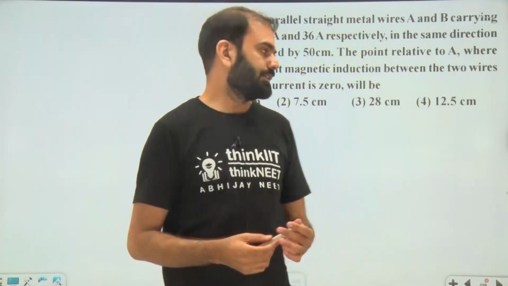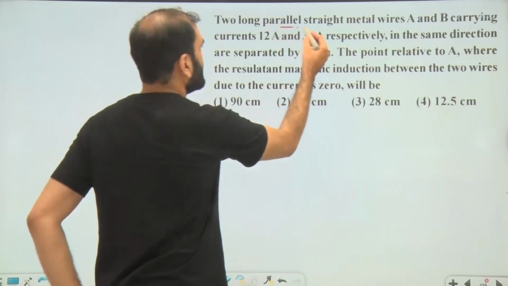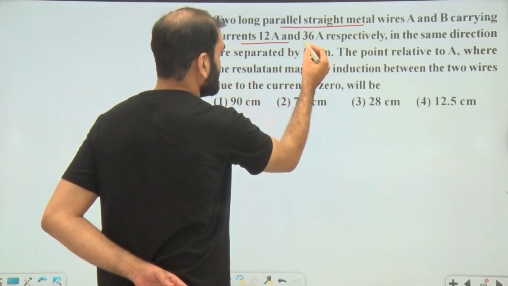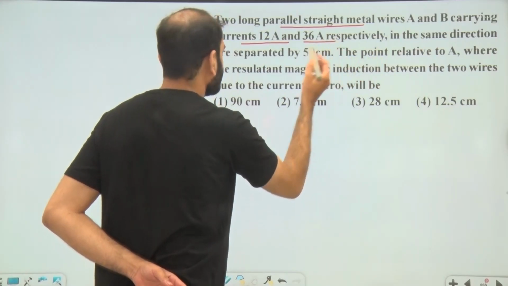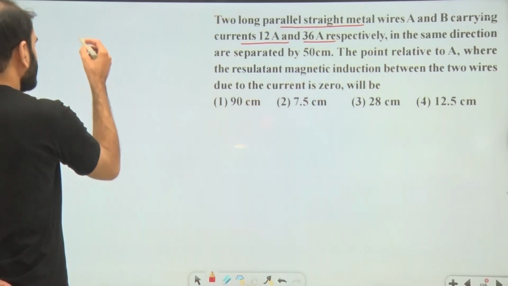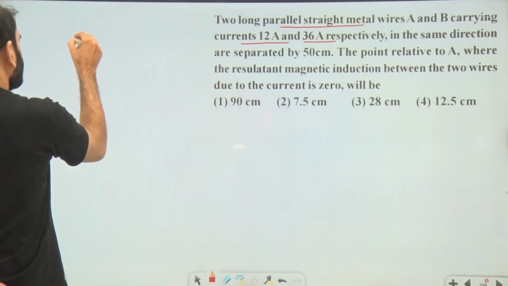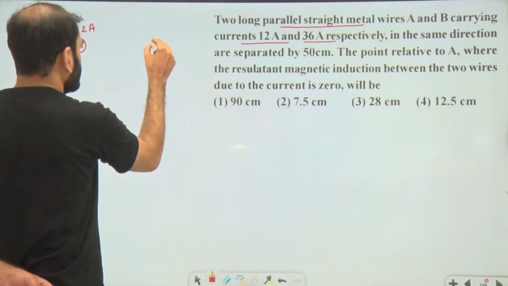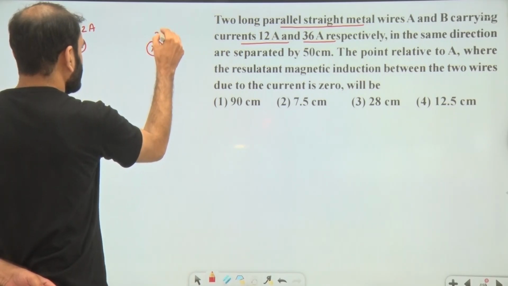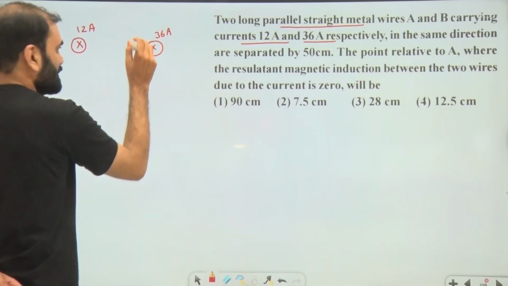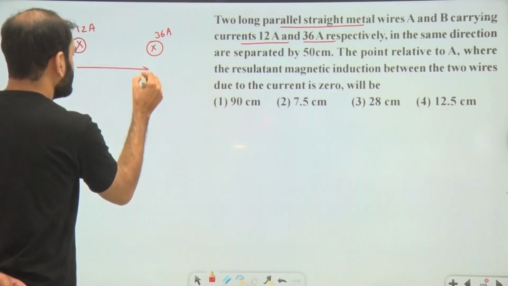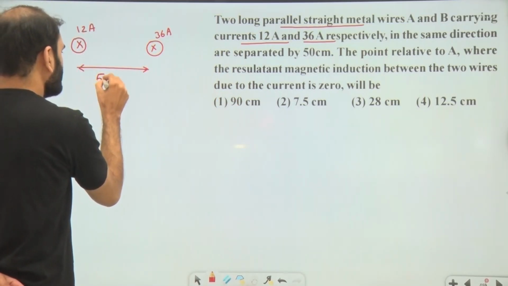Hello student, here is the question: two parallel straight metal wires are carrying currents 12 ampere and 36 ampere respectively in the same direction. I am putting these wires like that: 12 ampere current flowing into the plane, and here is 36 ampere current flowing in the same direction into the plane, separated by 50 centimeters. So the distance between them is 50 centimeter.